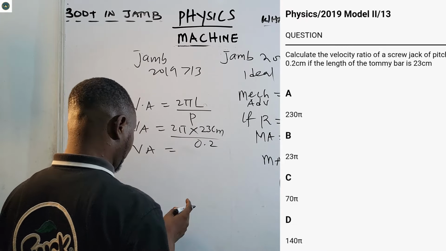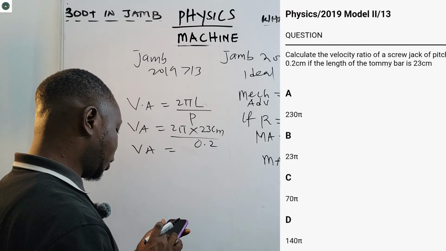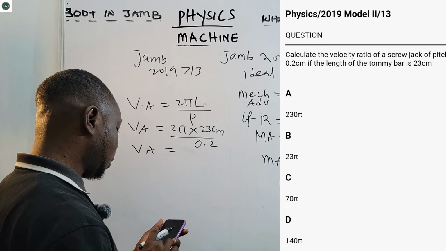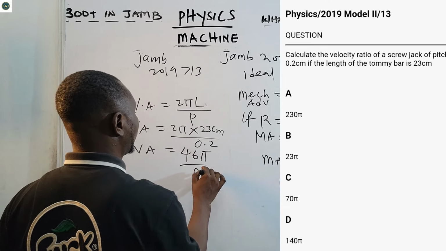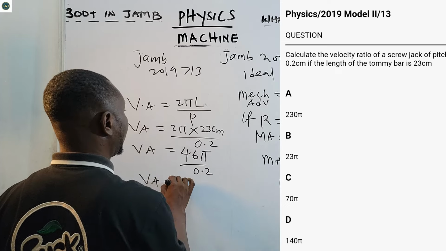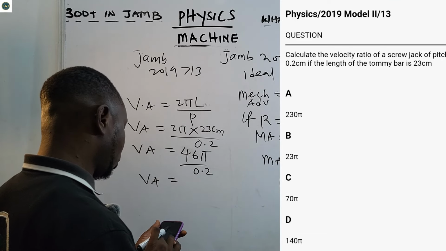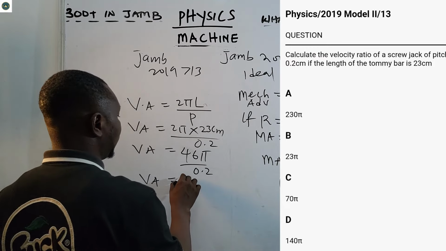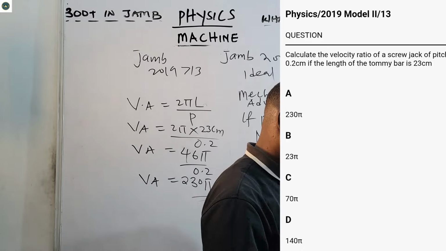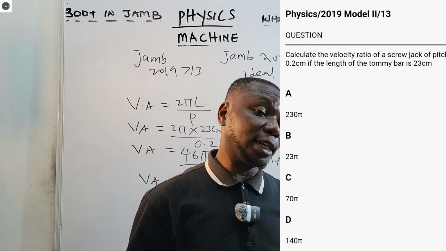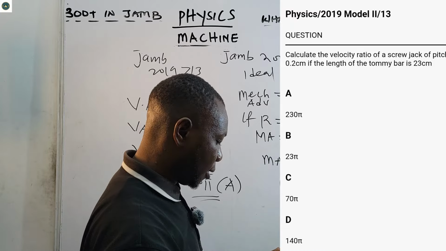If we check, let's use our calculator. So we have 2 times 23, that's 46. So 46 pi over 0.2. So divide by 0.2, we have 230. So 230 pi. So this is the velocity ratio. So the correct answer there is A.